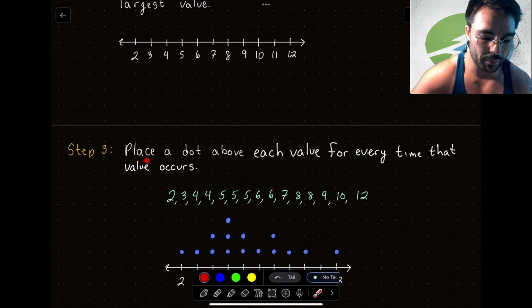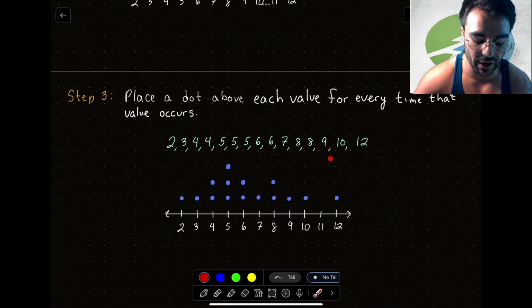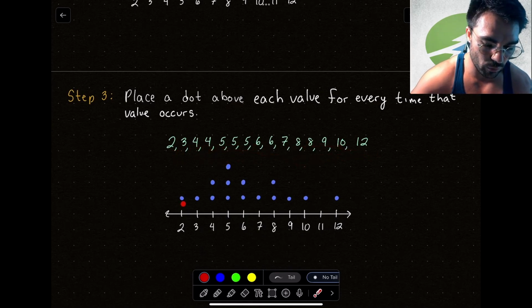Step three, place a dot above each value for every time that value occurs. So we see here the number of hours each student studied. 2 hours, we put one dot above 2 because there's one. 3 hours, we put one dot above 3 because there's one. We have two 4s here, so we get 2 dots for 4. Three 5s, 3 dots for 5, etc.